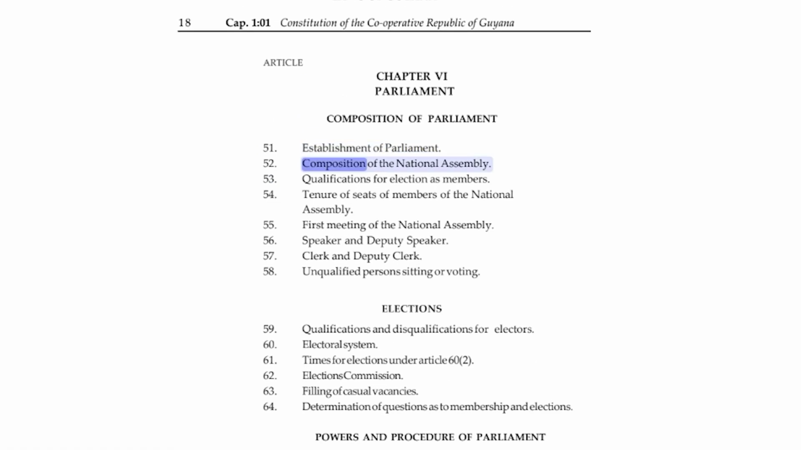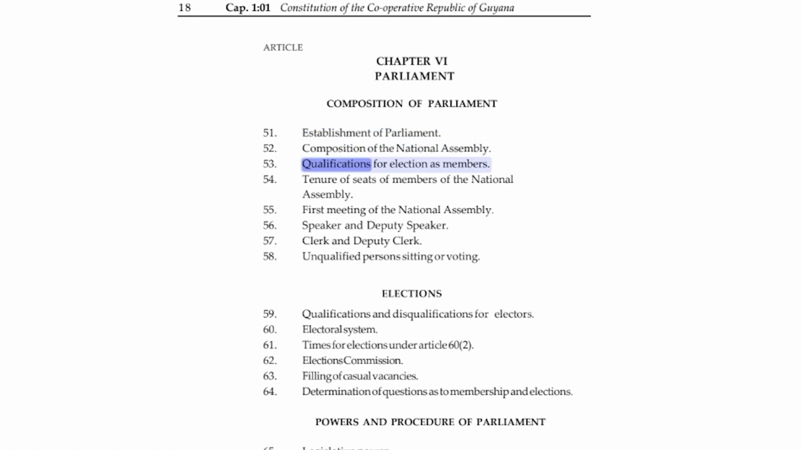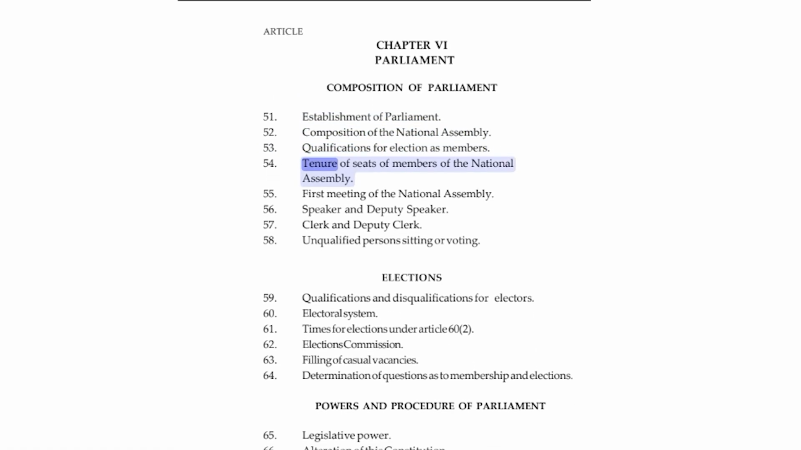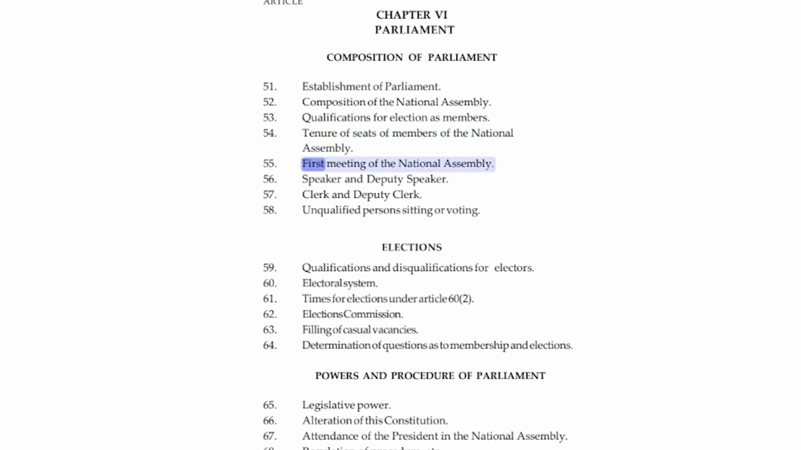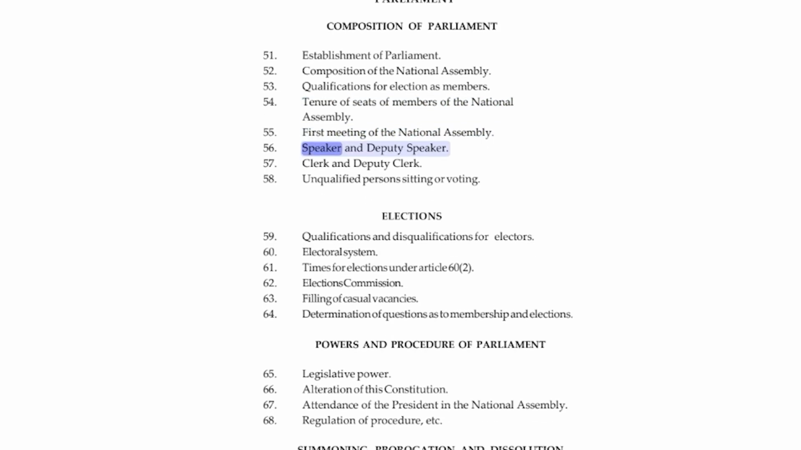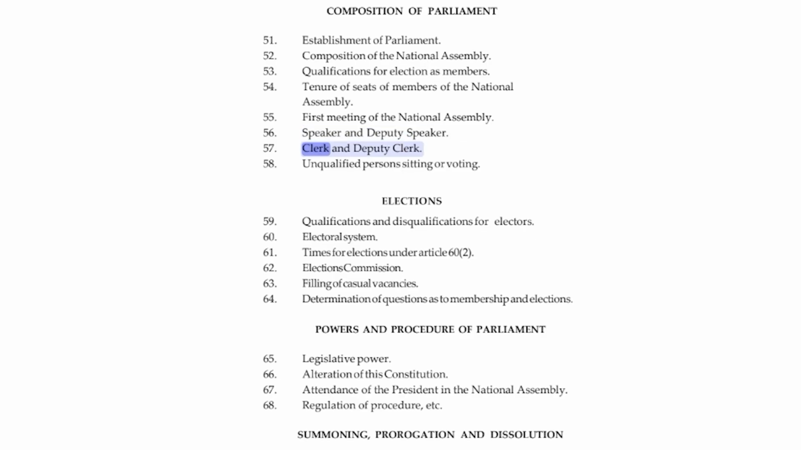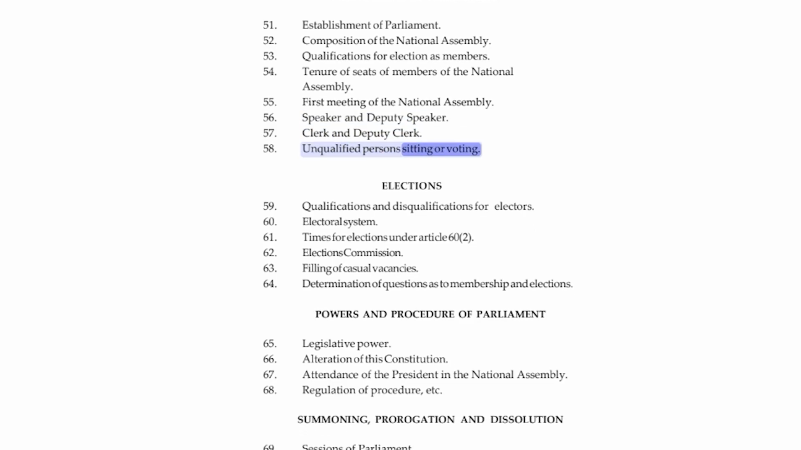Establishment of Parliament. Composition of the National Assembly. Qualifications for election as members. Tenure of seats of members of the National Assembly. First meeting of the National Assembly. Speaker and Deputy Speaker. Clerk and Deputy Clerk. Unqualified person sitting or voting.